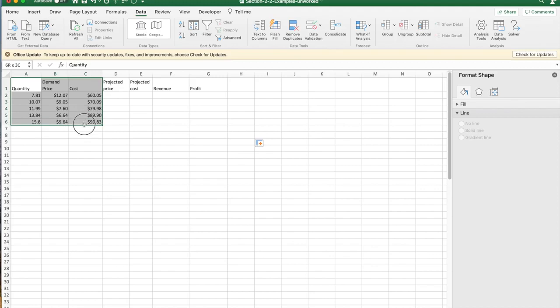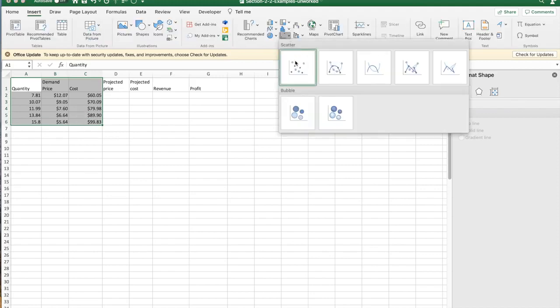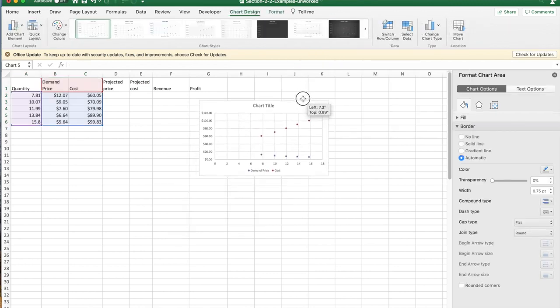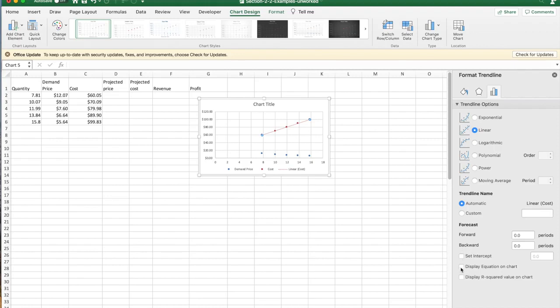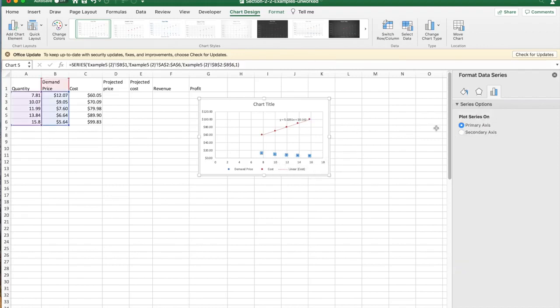We start with the data that was given in the problem. When we want best fitting lines, we insert a scatter plot. Now I'm going to want to take the scatter plot and add a trend line. I'd like it to be a linear trend line, and I'd like to display the equation on the chart. I'd like the second set of data, the price data, to be on a different axis so I can see both curves.